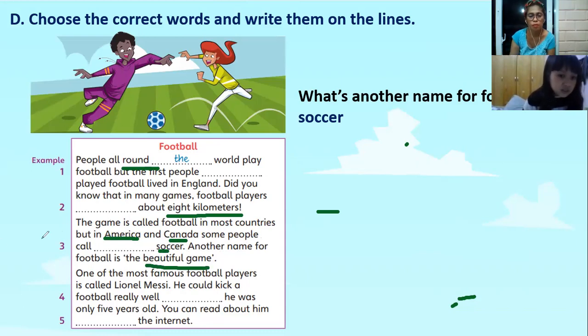All of the most famous football player is called Lionel Messi. Messi. Okay. He could kick a football really well when he was only 5 years old. You can read about him on the internet.